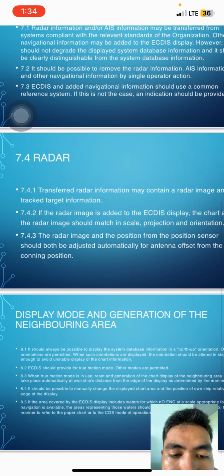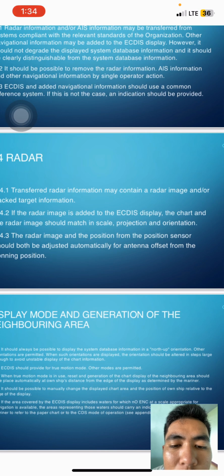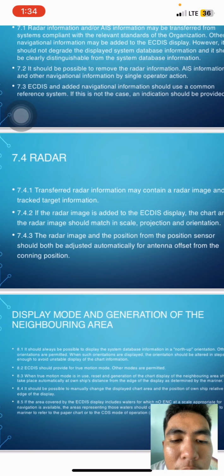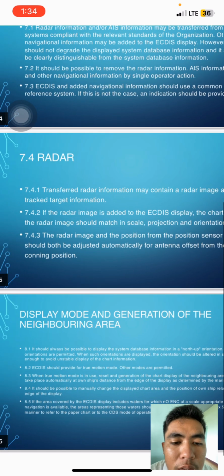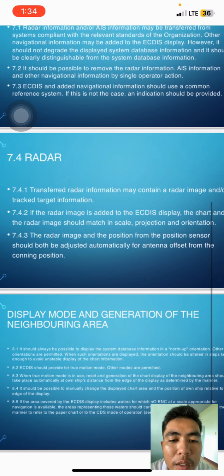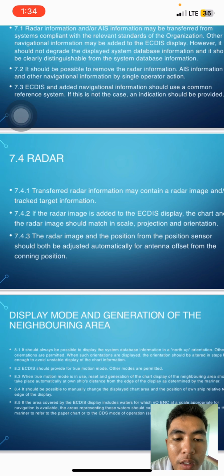When true motion mode is in use, reset and generation of the chart display of the neighboring area should take place automatically at an own ship's distance from the edge of the display as determined by the mariner. It should also be possible to manually change the displayed chart area and the position of own ship relative to the edge of the display.